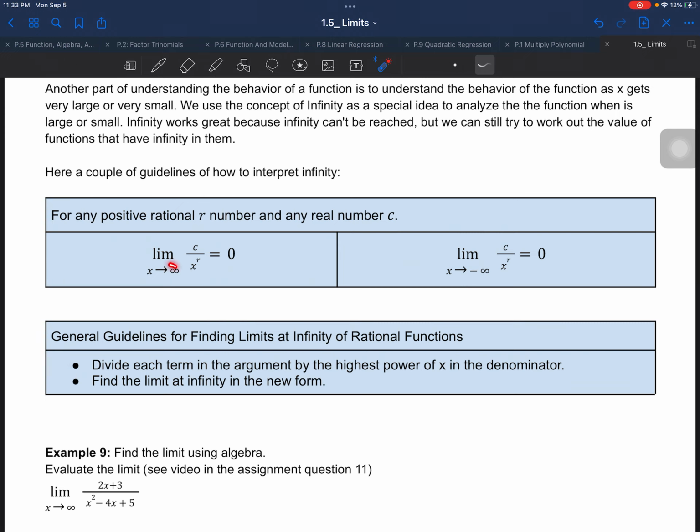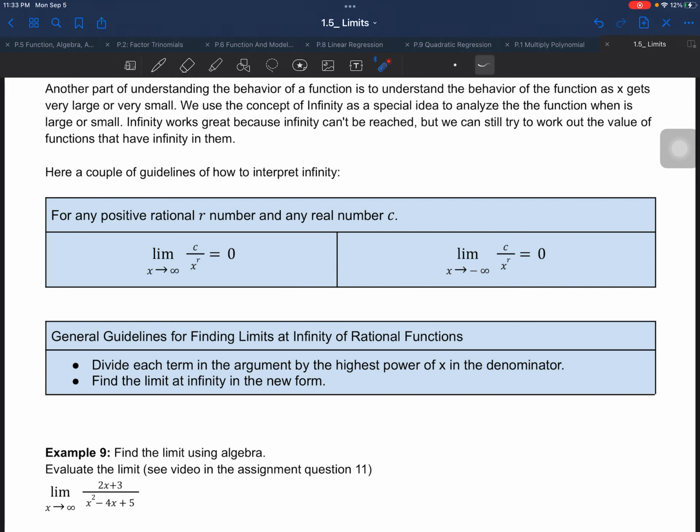as x approaches infinity, the idea is that x to the r is going to be approaching a huge number. So, for example, let's say 3 over x to the 1/2, and x is approaching infinity. We can think of x as a number that is super, super big, and if you take the power of 1/2, that number is still going to be very big. So you're going to have 3 over a huge number.